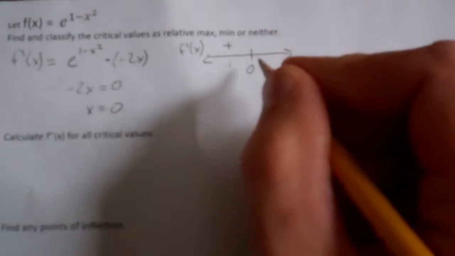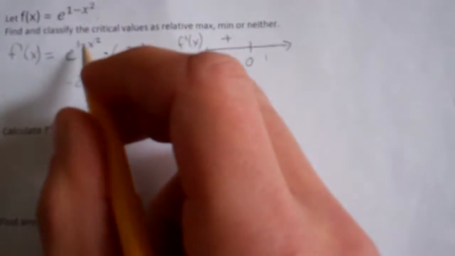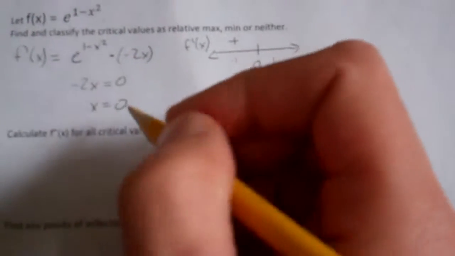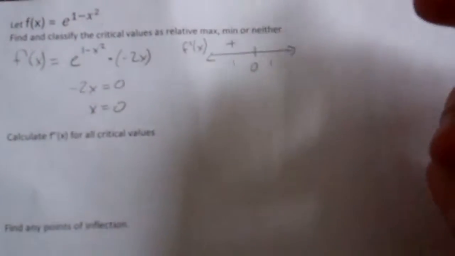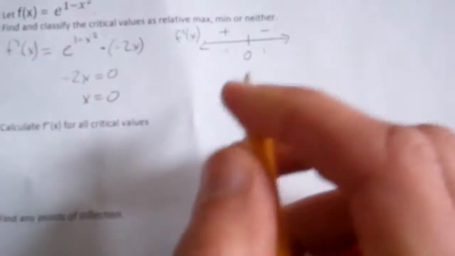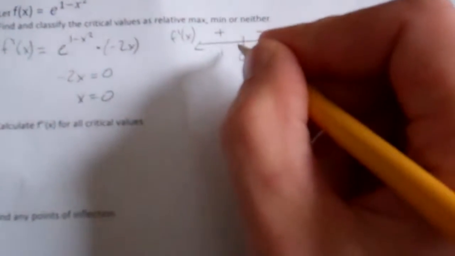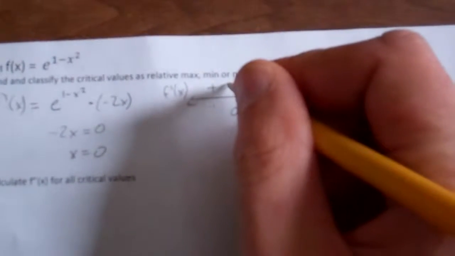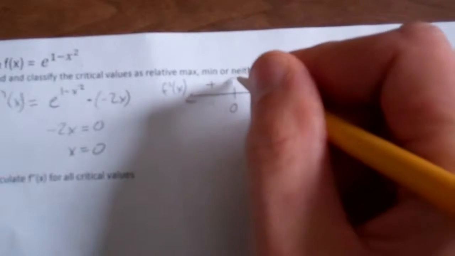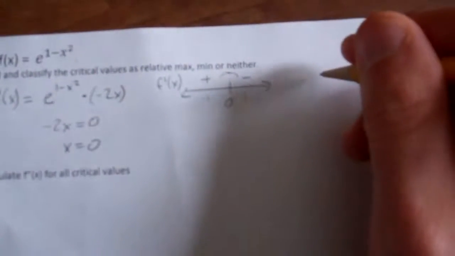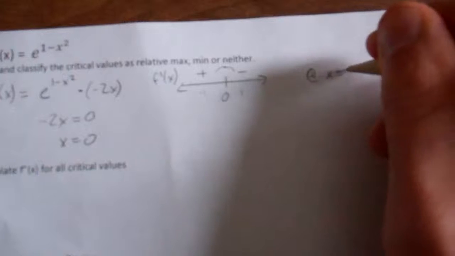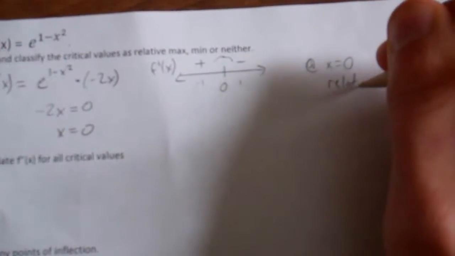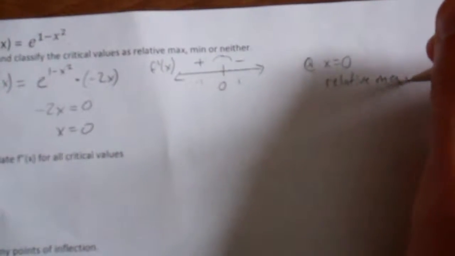Now I'll try a positive number. I'll try 1. 1 squared is 1. 1 minus 1 is 0. E to the 0 is 1. Negative 2 times 1 is negative 2. And 1 times negative 2 is negative. So since our function goes from increasing because of a positive derivative to 0 to decreasing, I know that at x equals 0 there is a relative maximum.